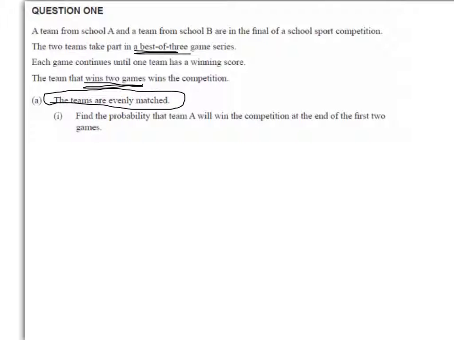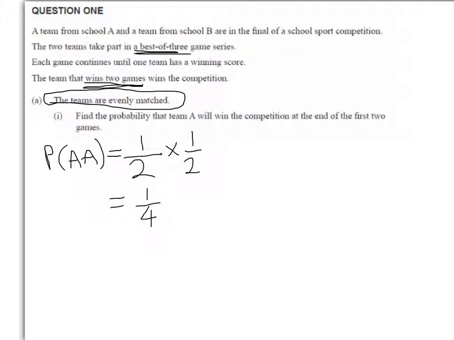So we're asked to find the probability that Team A will win the competition at the end of the first 2 games. So we're going to use some notation that looks something like this. I'm going to do P bracket probability of A winning and then A winning again. So we can think about a tree diagram, but we don't actually have to draw the thing. So P(AA) is equal to 1/2 times 1/2. Right, so A will win if it wins both the first 2 games. So that's simply equal to 1/4.